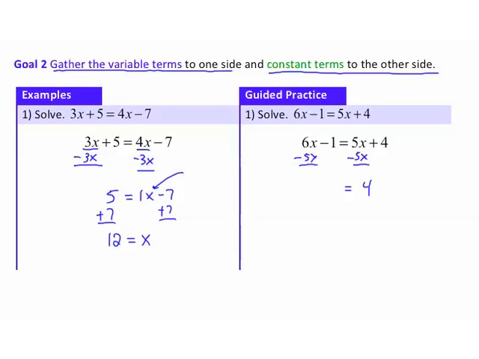On the left side, 6x minus 5x is 1x, or just x. And so I have x minus 1. So I've got the variable terms now all on the left side.